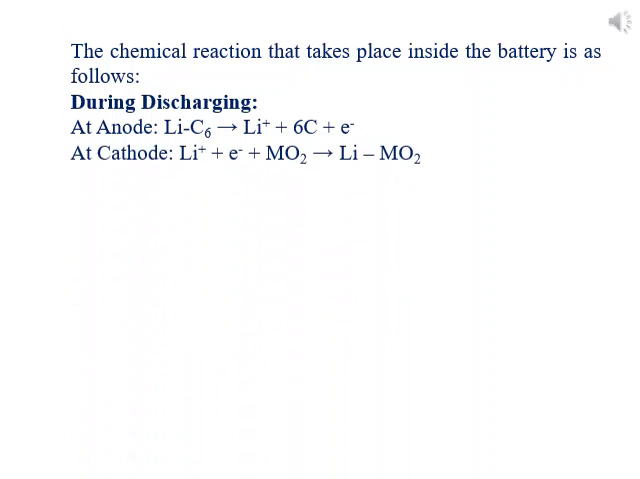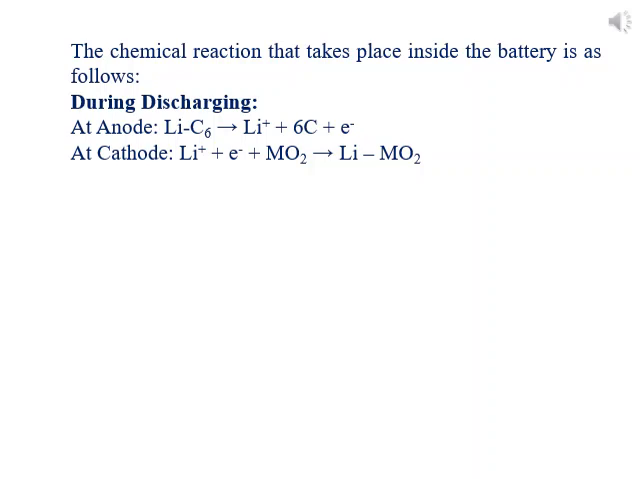At cathode, the lithium ion and the electron combine and get intercalated into the metal oxide structure, which is indicated by LiMO2. So these two reactions take place during the complete discharge of the battery. Once the battery gets completely discharged, we are going to charge it.